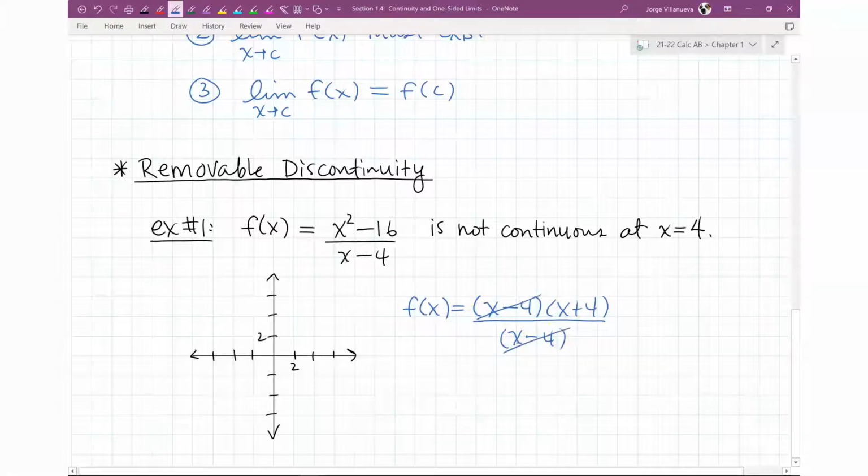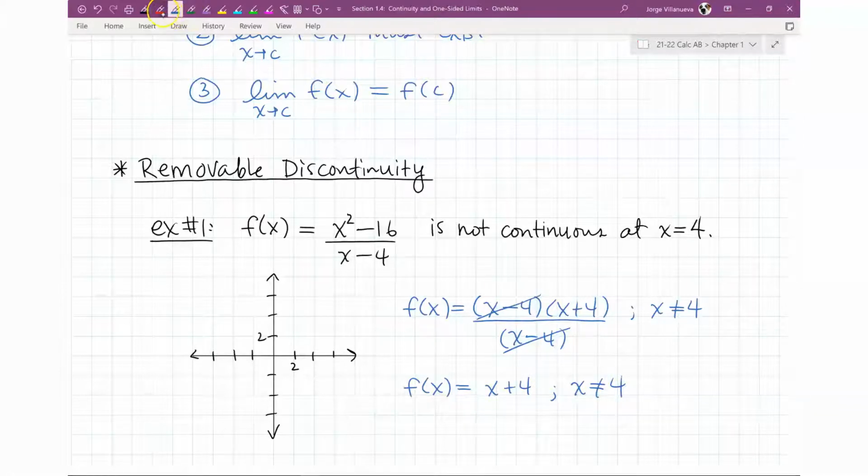So I have cancellation. Remember, x cannot equal 4, right? We can't have that. So that means f of x is equal to x plus 4 as long as x doesn't equal 4. So this is a linear function. Okay? This function is linear. So starting at 4, it's going to kind of look like this.